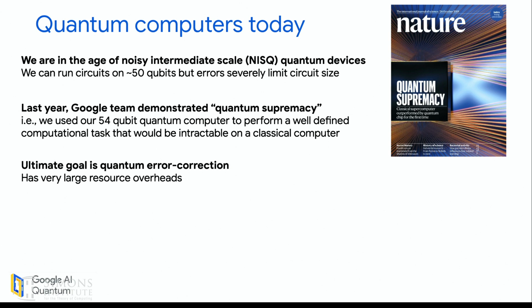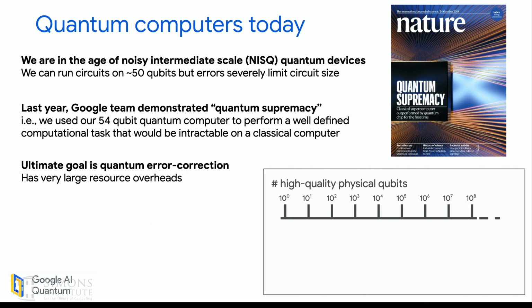So the ultimate goal of our group is to build an error-corrected quantum computer. And certainly many of the quantum algorithms that are discussed at this conference and sort of the vision of quantum computing that we have in our dreams would require this. Of course, quantum error correction has very large resource overheads, and we can sort of think of this in terms of the number of qubits.